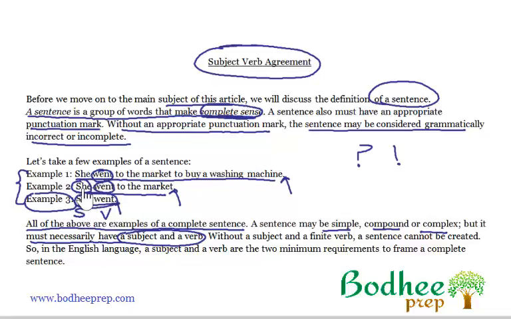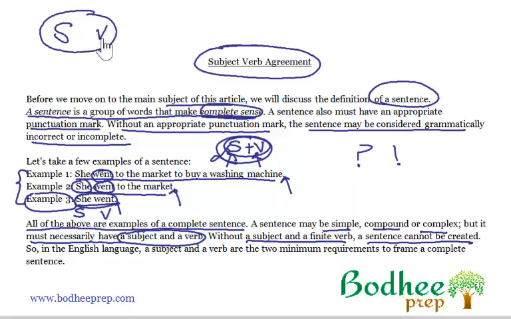So what we get here is that so long as the sentence has a subject and a finite verb, these two are more than enough to give it a complete meaning. The moment you start fiddling with the sentence or with the verb, it is quite likely that you may not give the sentence its proper meaning. Without a subject and a finite verb, a sentence cannot be created. Please understand the most important rule. The subject and the verb must be there for the sentence to make complete sense, and they must go together hand in hand. So, in the English language, a subject and a verb are the two minimum requirements.